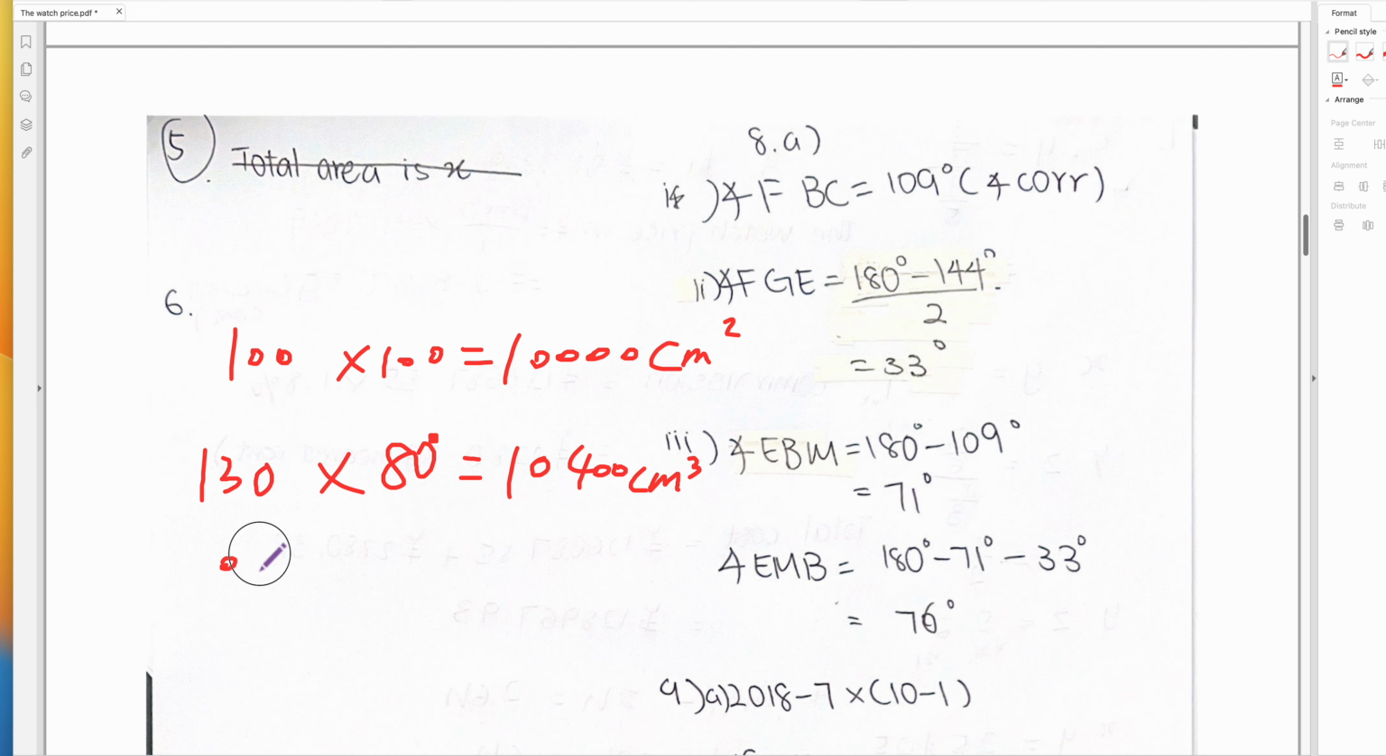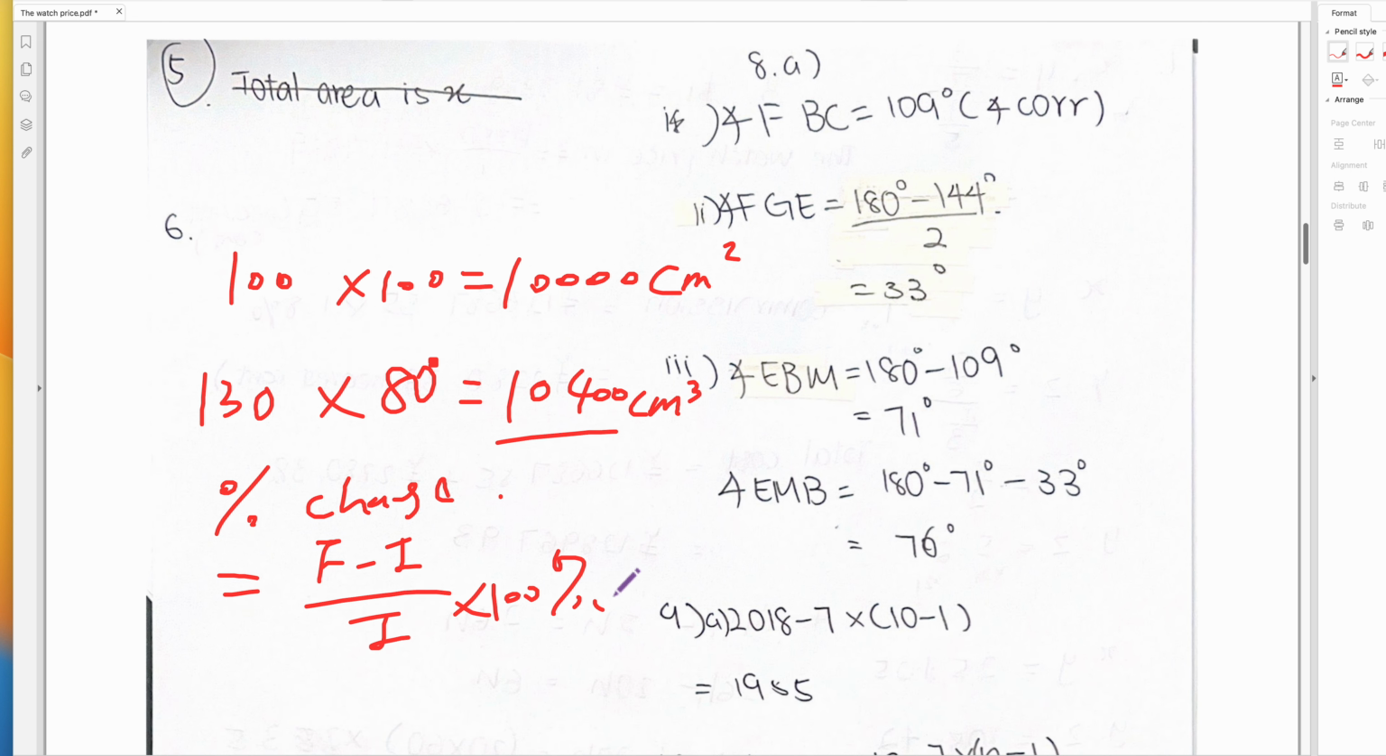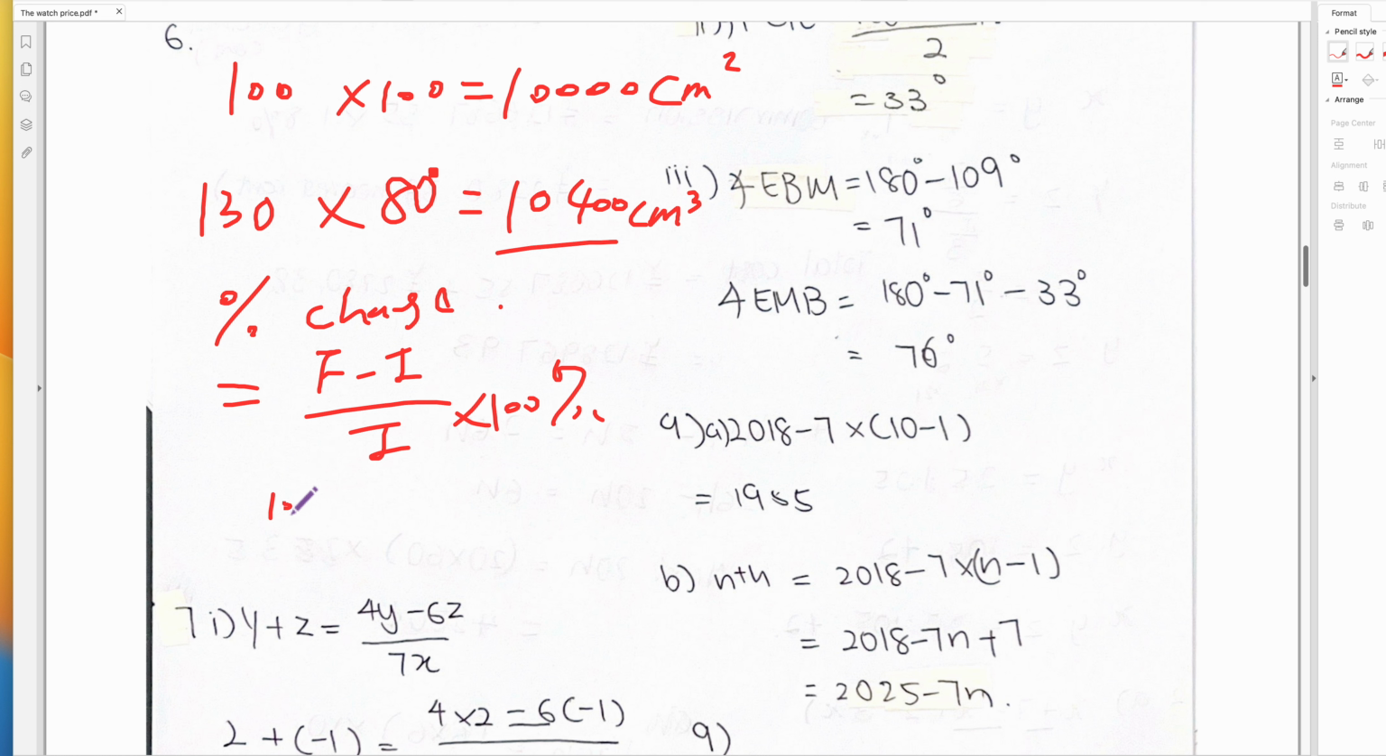So what's the percentage change? What's the formula? Final minus initial divided by initial times 100%. We talked about this formula. So which one is the final? The final is the 10400. So you just use the formula. Minus the 100, then divide by 100. Key it into your calculator and you should get 4%.